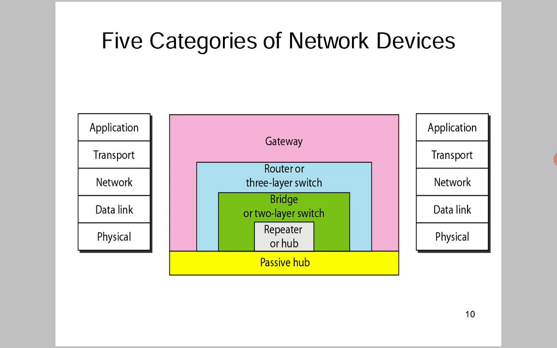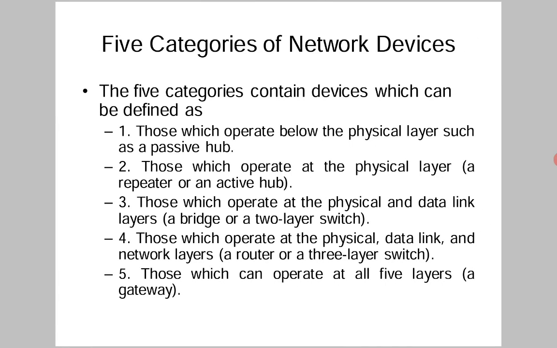Passive hubs or hubs generally work on the physical layer, repeaters work on the data link layer, bridges work on the network layer, routers can work on the transport layer, and gateways can be used to connect the application layer only. So, 5 categories of network devices.